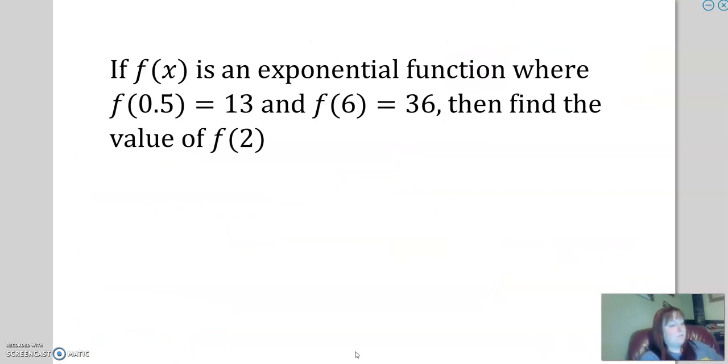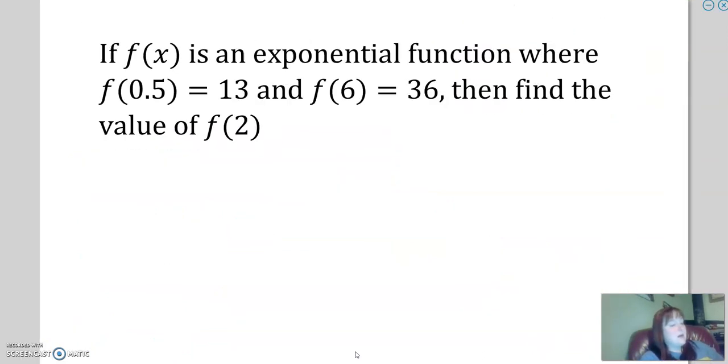All right, let's take another look at another one of these. Here's an exponential function that follows this criteria.